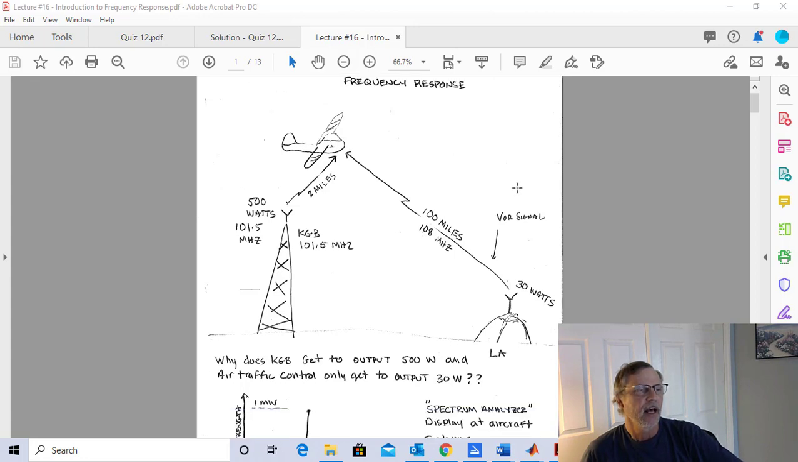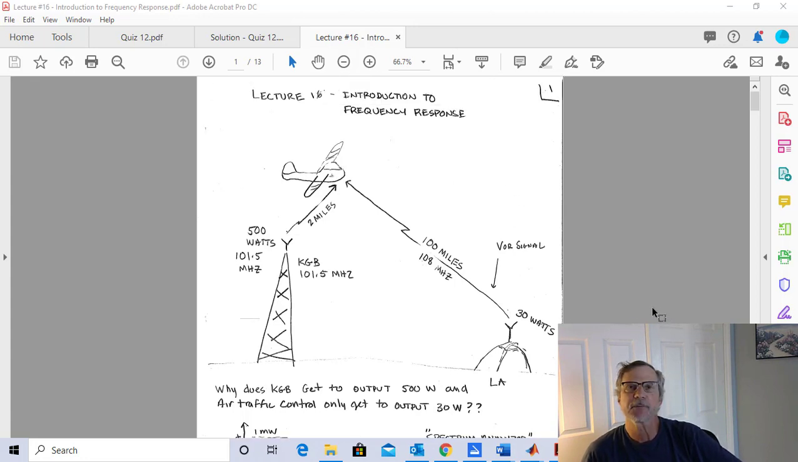So as an introduction to frequency response, why do we need it? Let's look at an example of an airplane. Believe it or not, this is a picture of an airplane. And it's flying at about 10,000 feet coming from Mexico City. And it's going to land at LA Airport. And it's listening to a navigation signal coming off the tower at LA Airport. It would be a VOR signal.